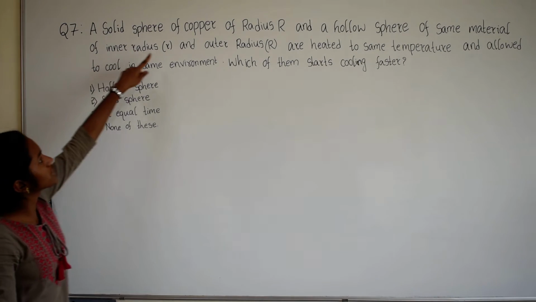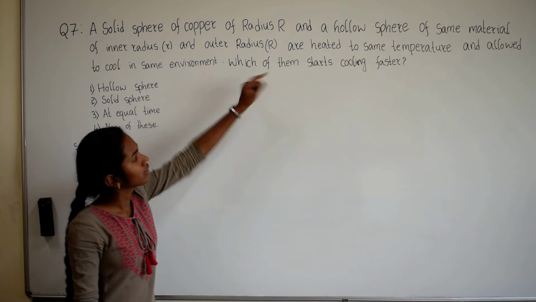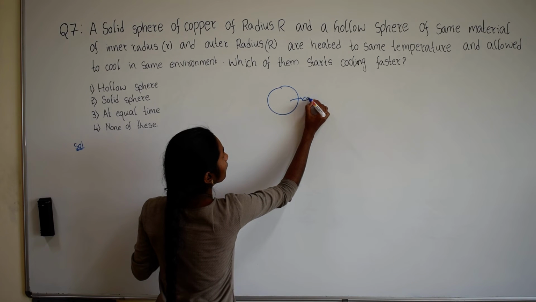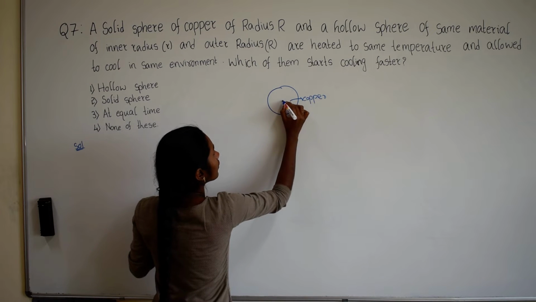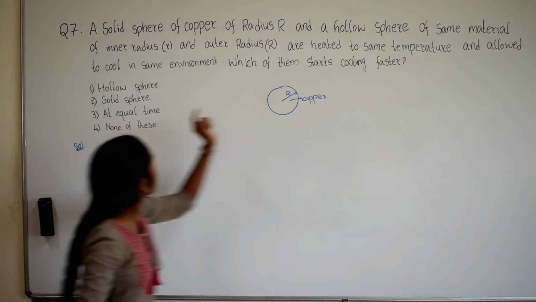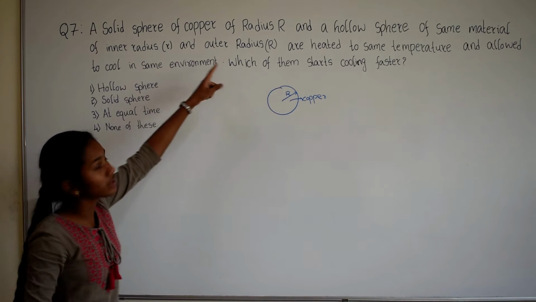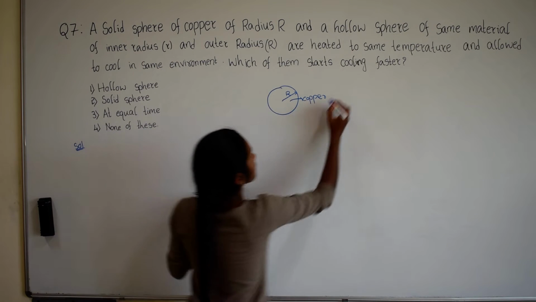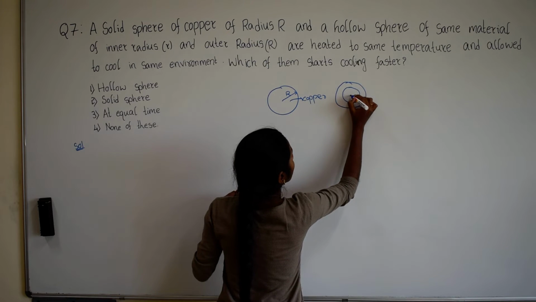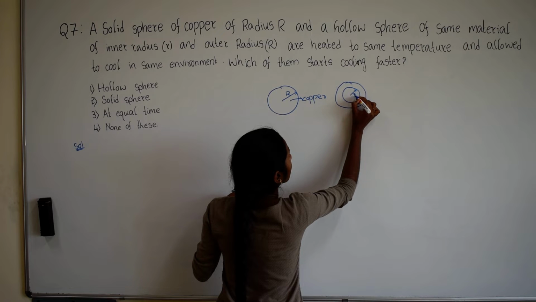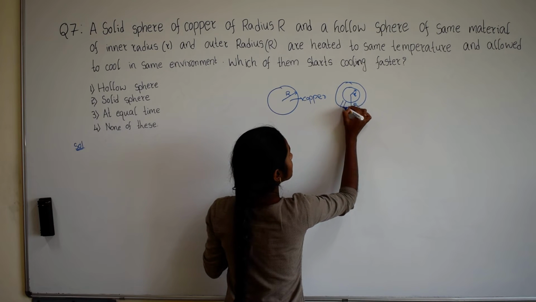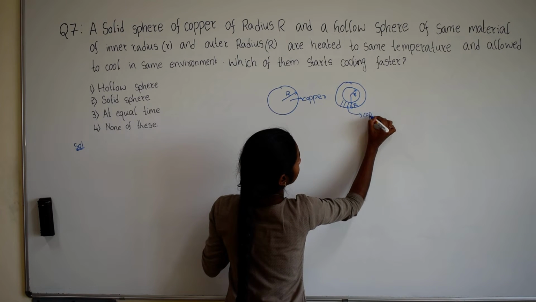So in the question, a solid sphere made up of copper of radius capital R is taken, and a hollow sphere of the same material of inner radius small r and outer radius capital R is taken. They gave that the material used here is the same, that is copper.